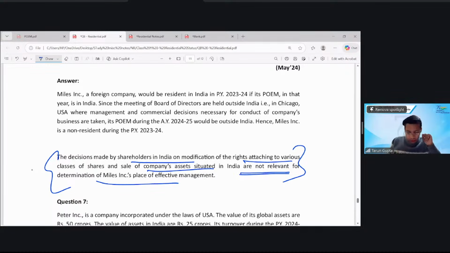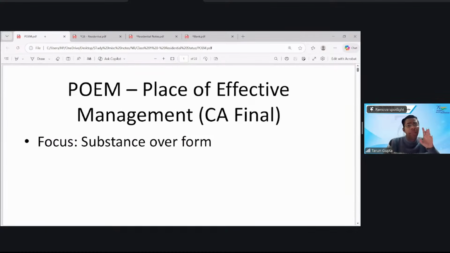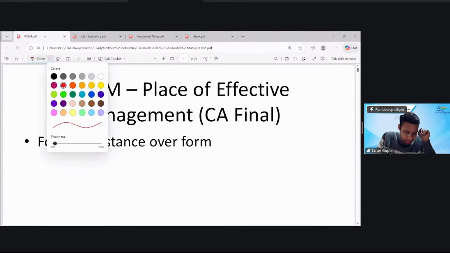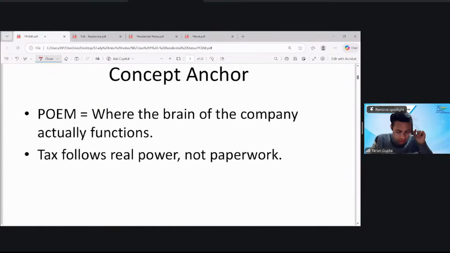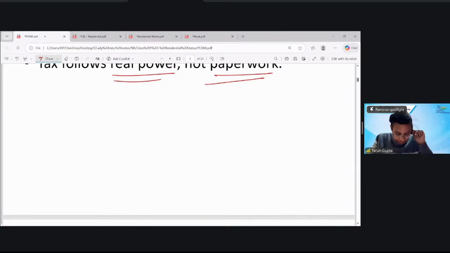Okay. Since this is an important concept, let's revise through a small PPT, very fast, just so that it stays in your mind. It focuses on substance, not form. We have all discussed this. POEM means where the brain of the company actually functions, where the real power is, not on paper. We have to see the substance.